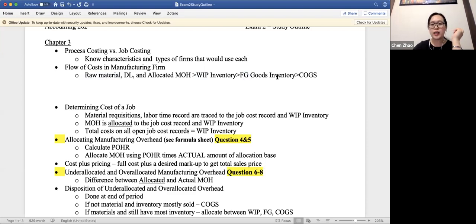Once you sell your product, your finished goods inventory will go to cost of goods sold. Do you know which statement these items are on? Anyone? Raw material, work in progress, and finished goods, like I said, are inventory accounts. So where is inventory?